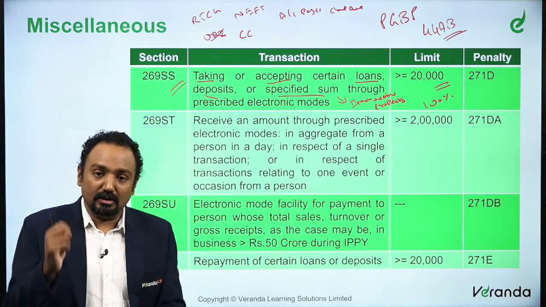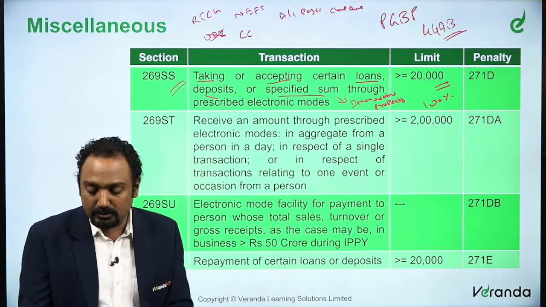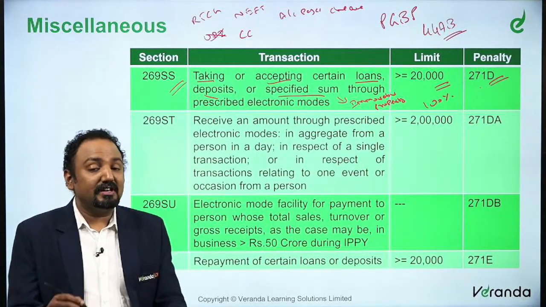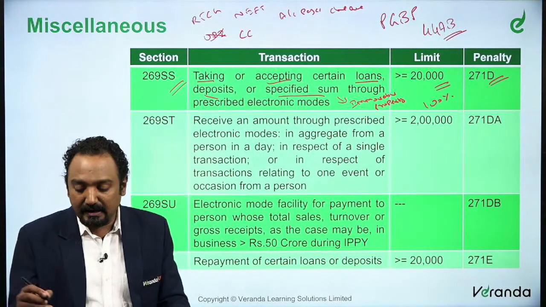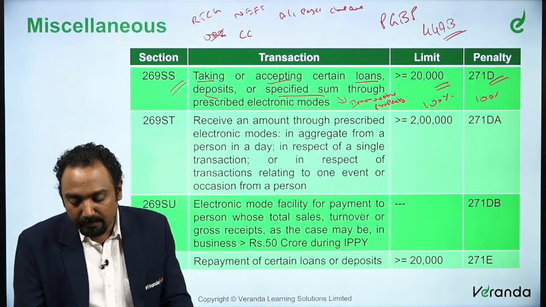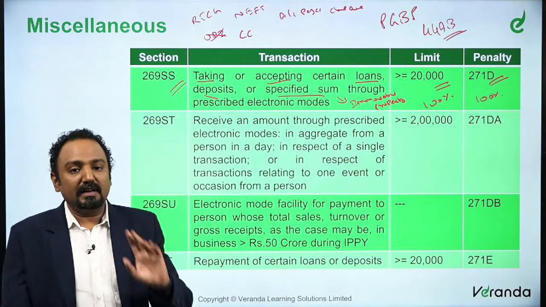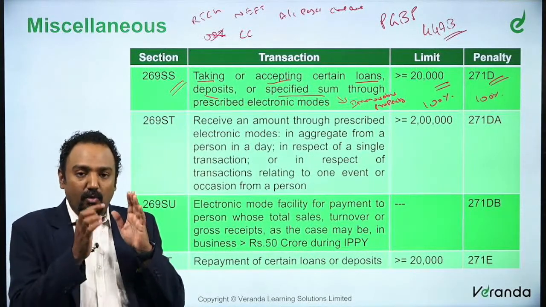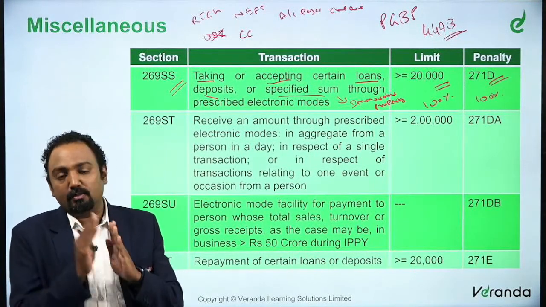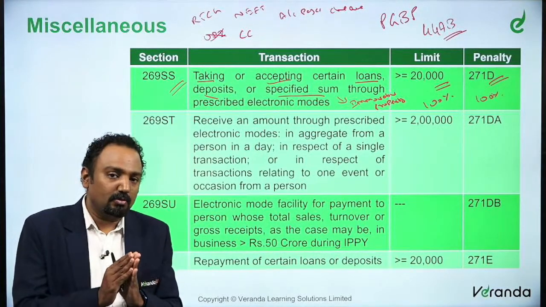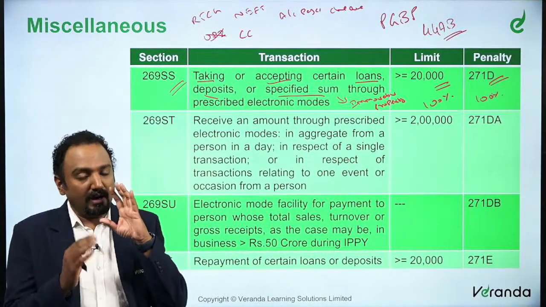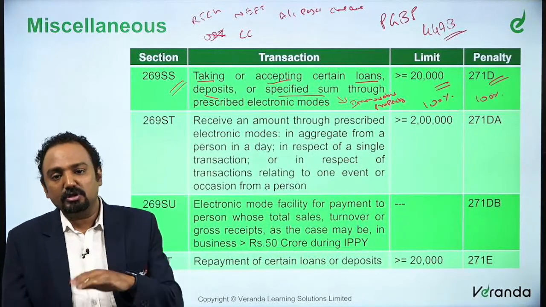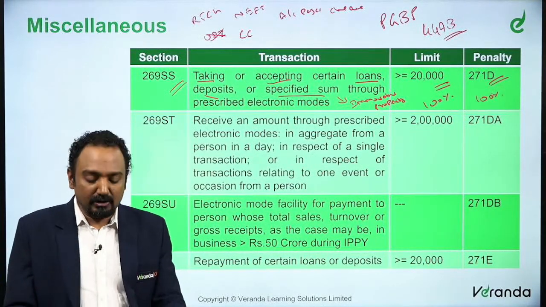So, now there can also be a penalty on this. So, penalty can also be levied in 271D. In the earlier session, we had already discussed this penalty, where we said 100% of such tax can be levied as penalty. So, whatever amount is being accepted above 20,000 by a mode other than the mode prescribed in 269SS, such amount will not be allowed, and tax equivalent to that can also be levied as a penalty under 271D.